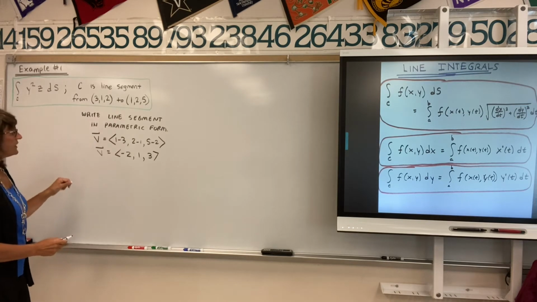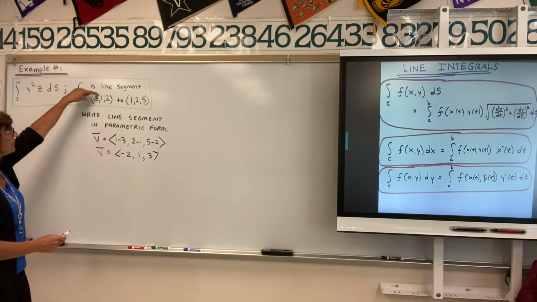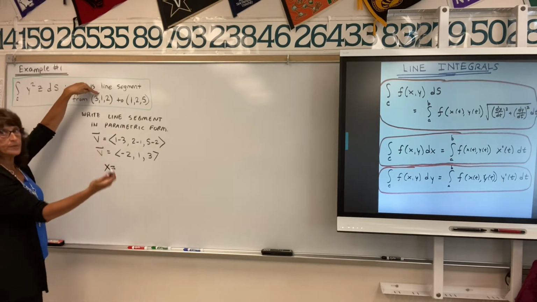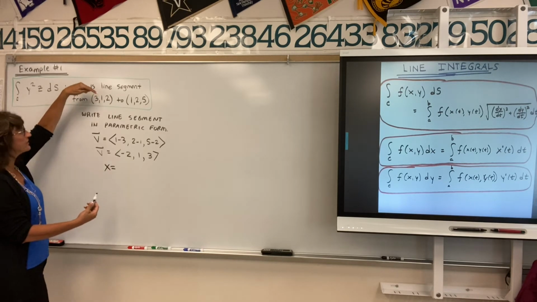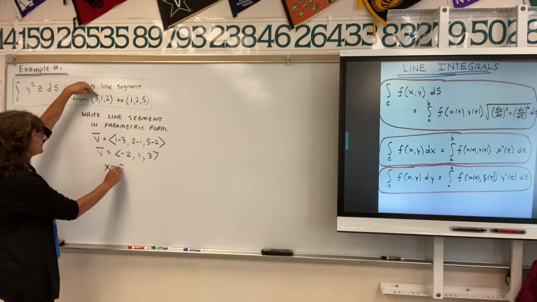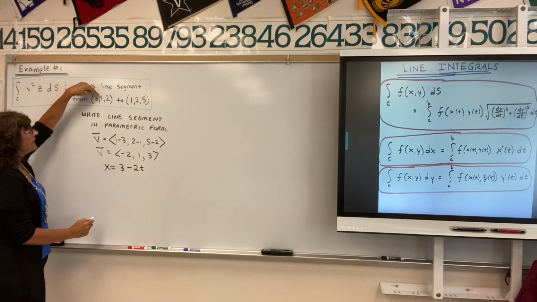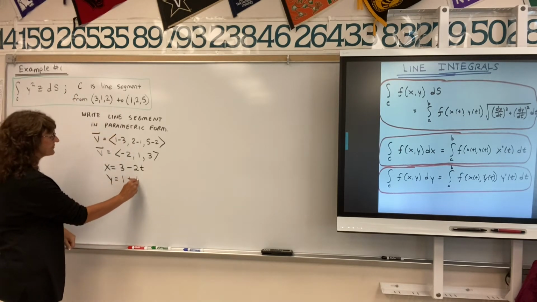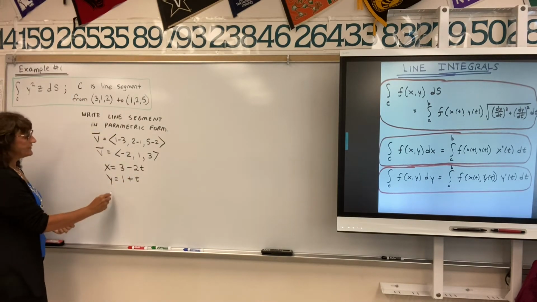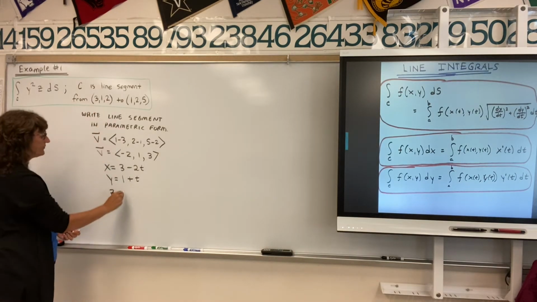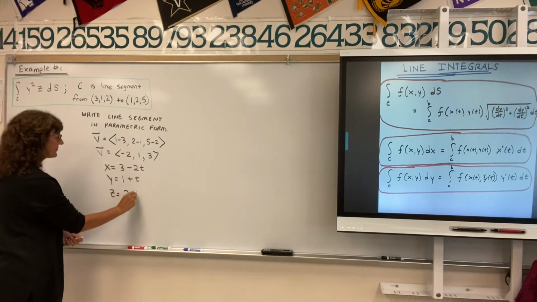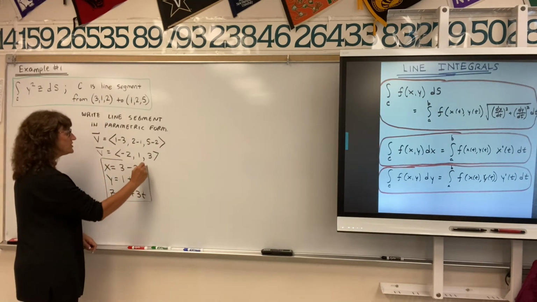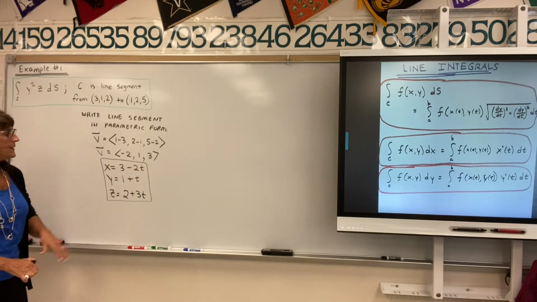To write the equation in component form, you need your parallel vector and a point. If you remember your formulas from when we started 3-space, x is going to equal 3 minus 2t, and for the y component it's going to be 1 plus t, so you have your point and your direction. Then z equals 2 plus 3t. So here is your equation of a line segment written in parametric form.